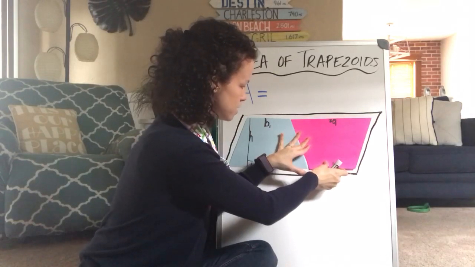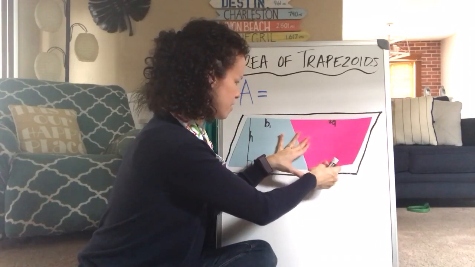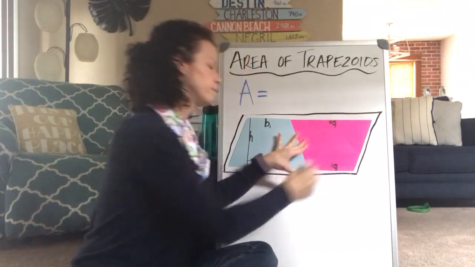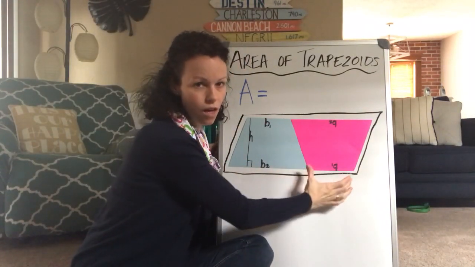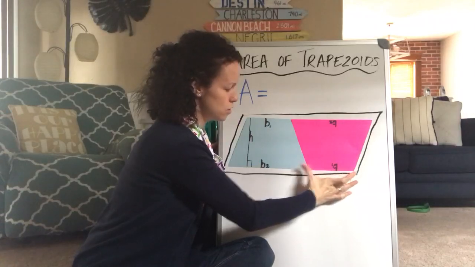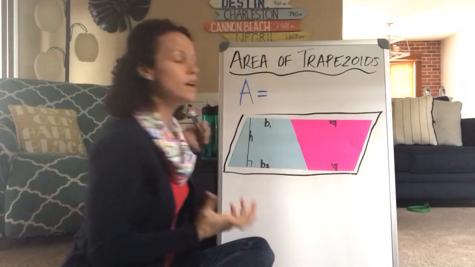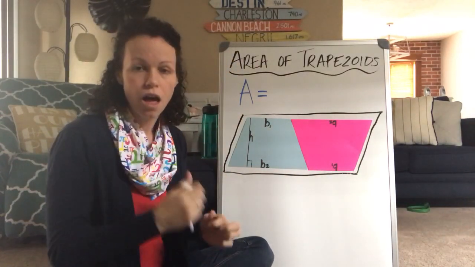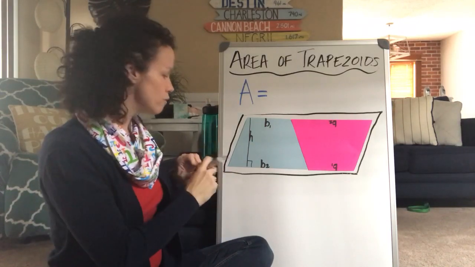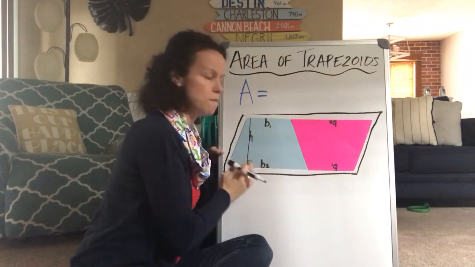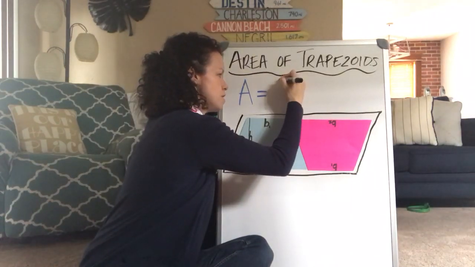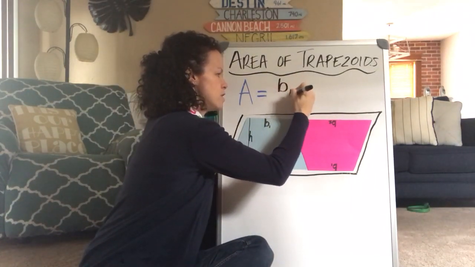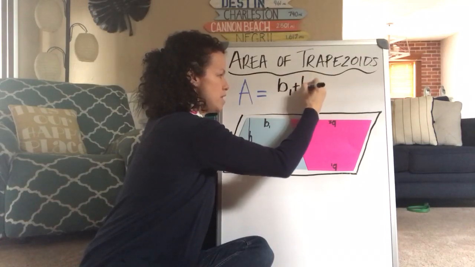We don't have just base times height like a parallelogram, because remember it took 2 of them. So we have a base here, and then we have the other base here. So we have the longer one and the shorter one. That's why in the formula for a trapezoid, we have to add up our two bases. So our base 1 and base 2 need to be added up. So our formula is base 1 plus base 2.